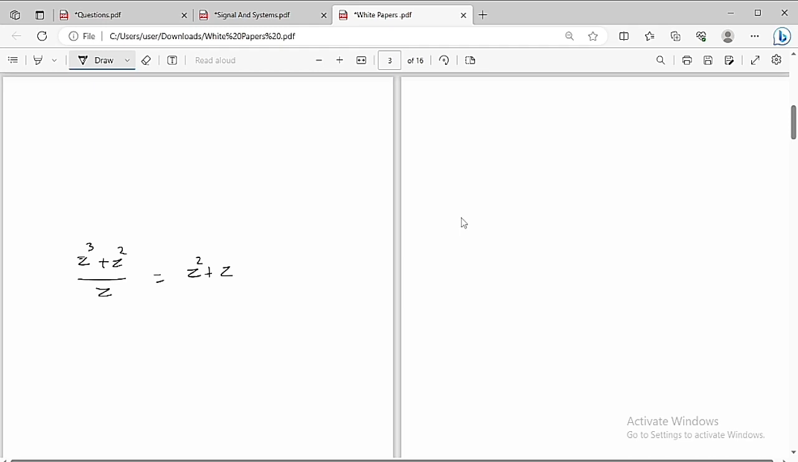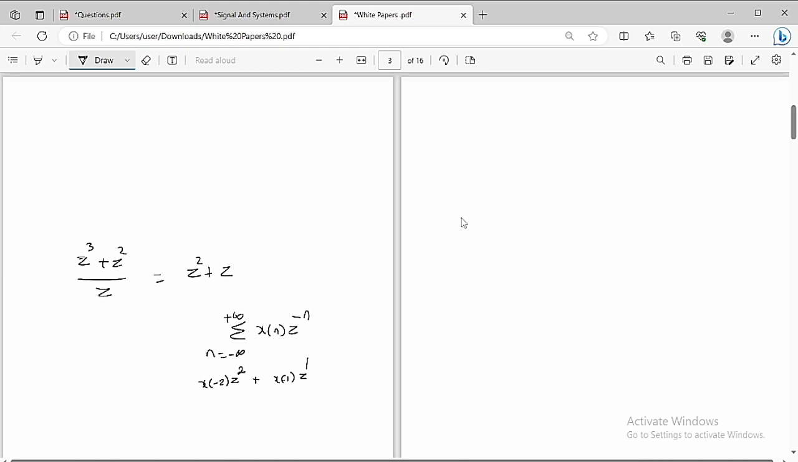So what is the meaning of this one? I have already told you what is the meaning of z transform: sigma n equal to minus infinity to plus infinity x of n into z to the power of minus n. Suppose if you substitute n is equal to minus 1, then what we are going to get? X of minus 1 into z to the power of 1. If you substitute n is equal to minus 2, then we get x of minus 2 into z to the power of plus 2.